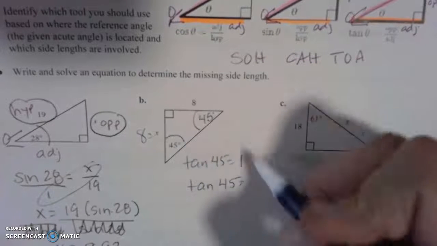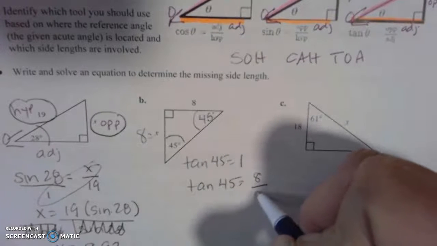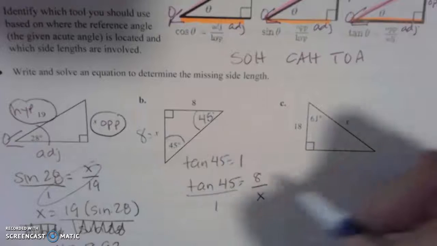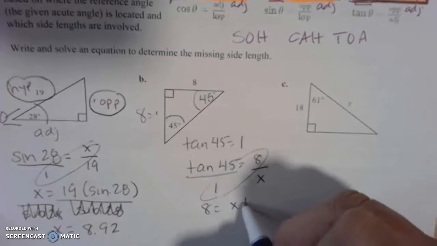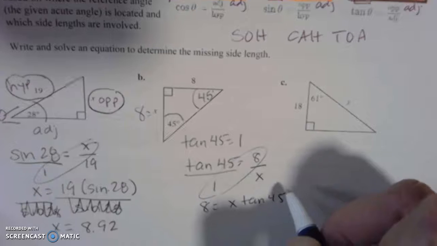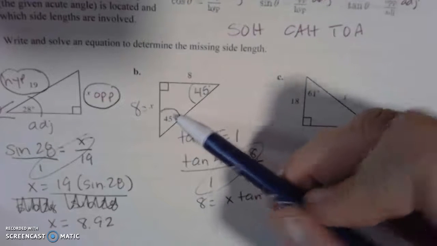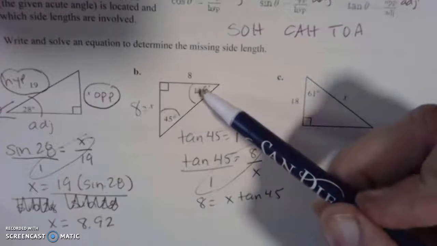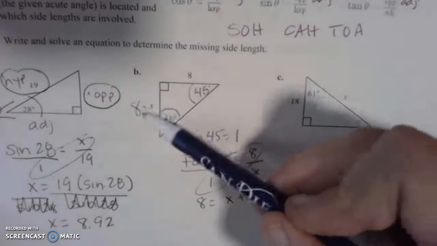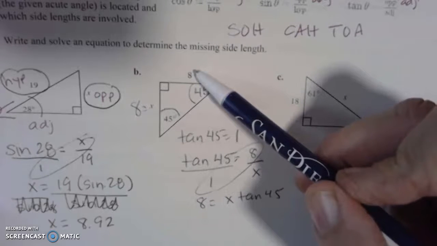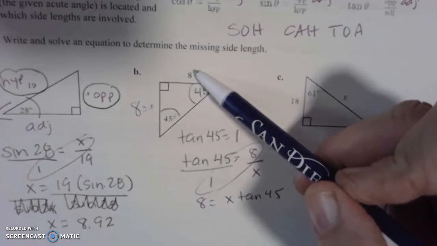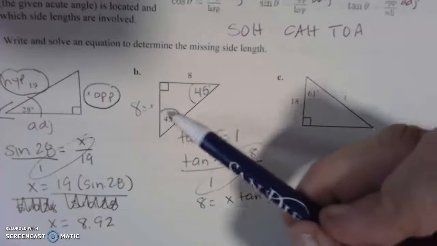So here I'm opposite over adjacent. We're going to do 8 equals x times tangent of 45. What did I do? I kind of did a shortcut because I know when it's a 45, 45, 90, my 2 legs are going to be the same. That's something that I should recognize, that we should all recognize. If you don't recognize it, it's really not a problem because you can just set up your proportion.